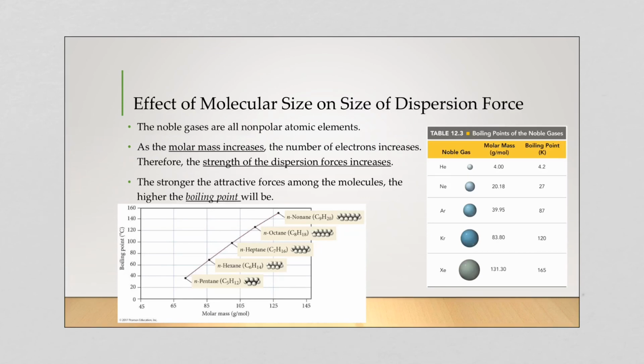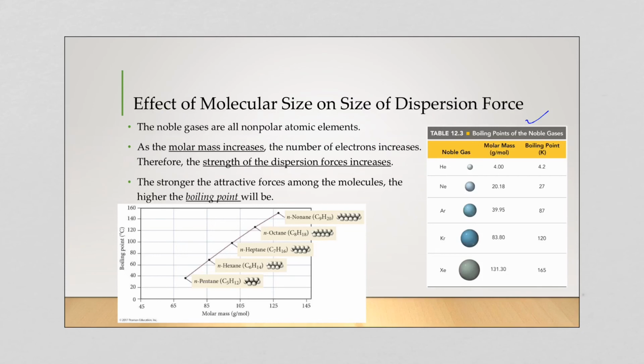Okay, so let's look at a couple examples with these effects. The first example looks at the noble gases. In Table 12.3, we see the series of noble gases, and of course they increase in mass as you go down the periodic table, which means they have larger electron clouds, more electrons, so we would expect them to have stronger dispersion forces. And that's exactly what we see.